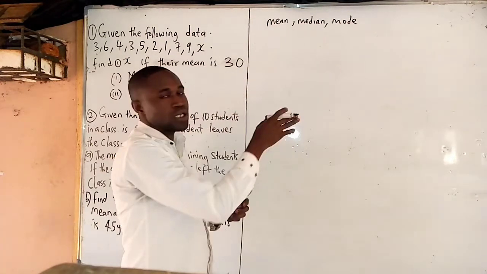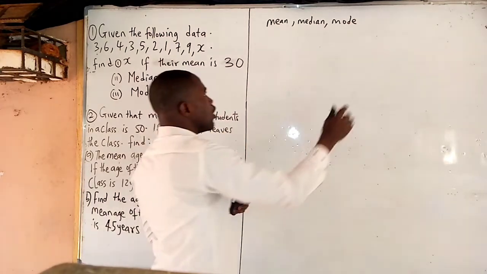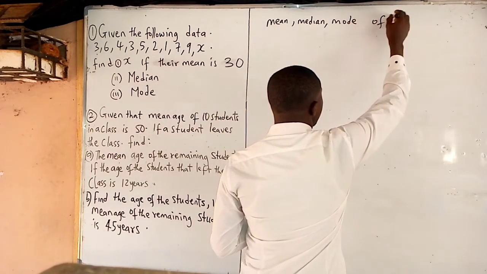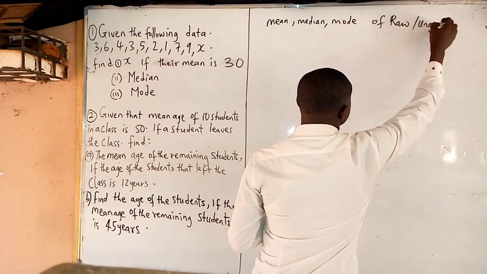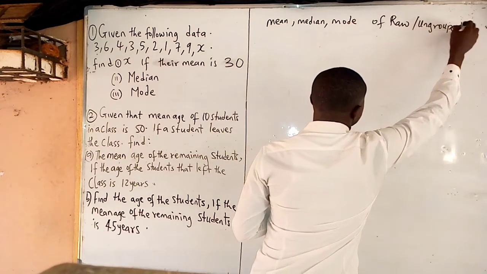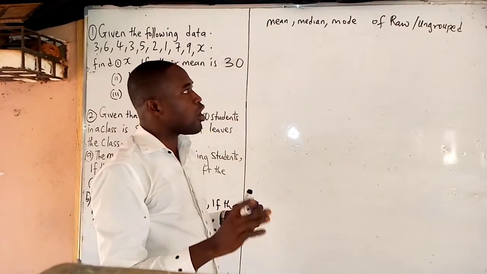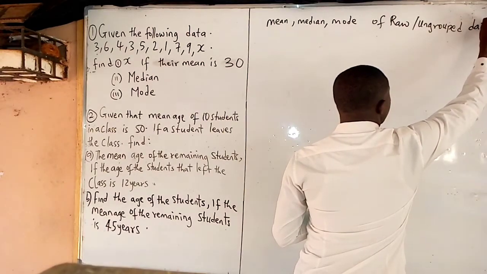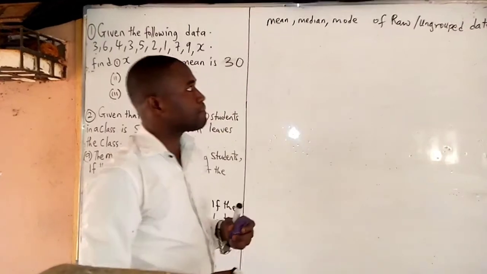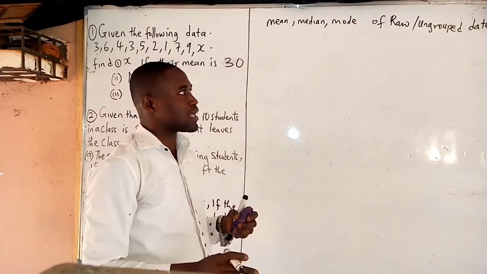Now, in this video, we want to concentrate on mean, median, mode of raw or ungrouped data. What do we mean by raw or ungrouped data? When do we say that a data is a raw or ungrouped data?